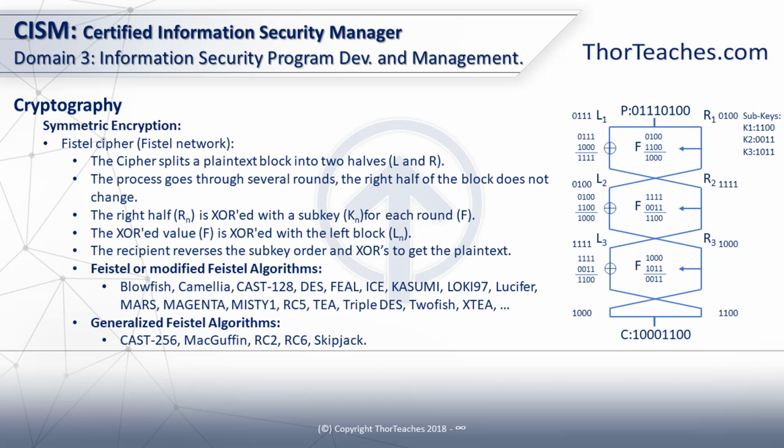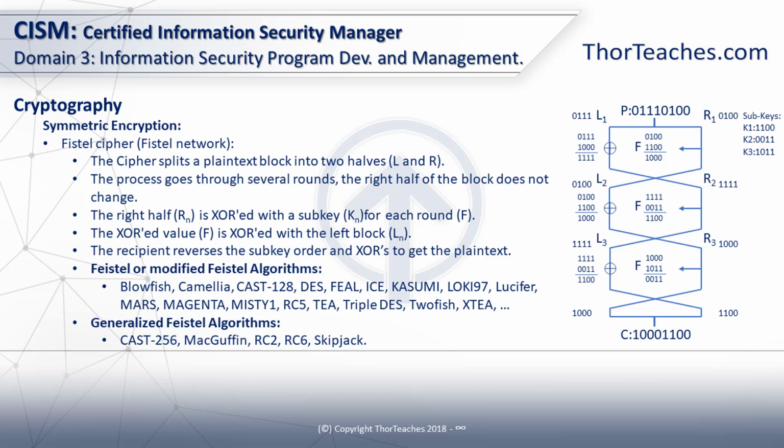If we look at the byte we start with, 0111 0100. The first half gets split over to the left side, the second half to the right. And then we have subkeys. You can see the 3 subkeys we used over on the right. Key 1 is 1100, key 2 is 0011, and key 3 is 1011.